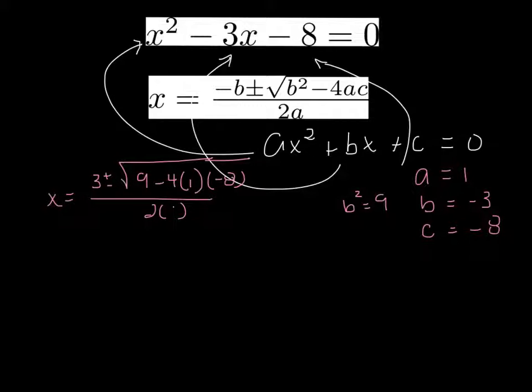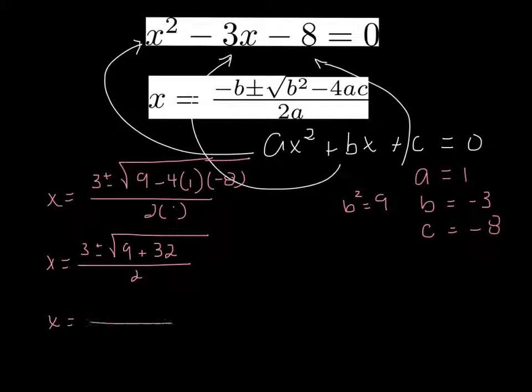So you have x equals 3 plus minus the square root of 9. And then if you have two negatives, that equals a positive, so plus 32, over 2. So x equals 3 plus minus the square root of 41 over 2.